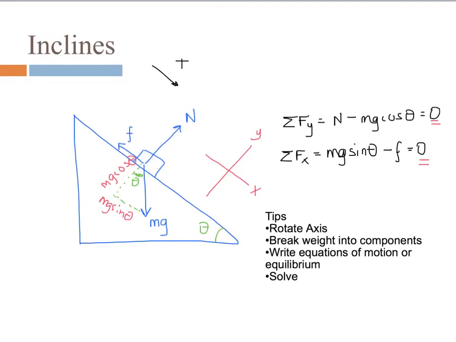So, when you have an object on an incline, make sure that you rotate your axis, break the weight, which is your mass times gravity, into its components, write equations of motion or equilibrium, which is our sum of the forces over here, and then solve for whatever we need to solve for.